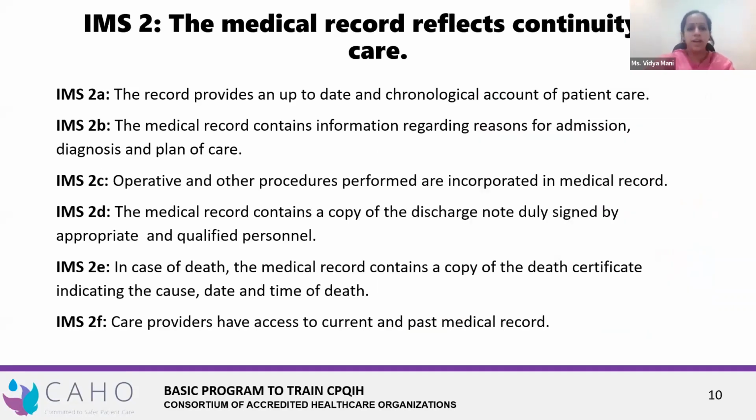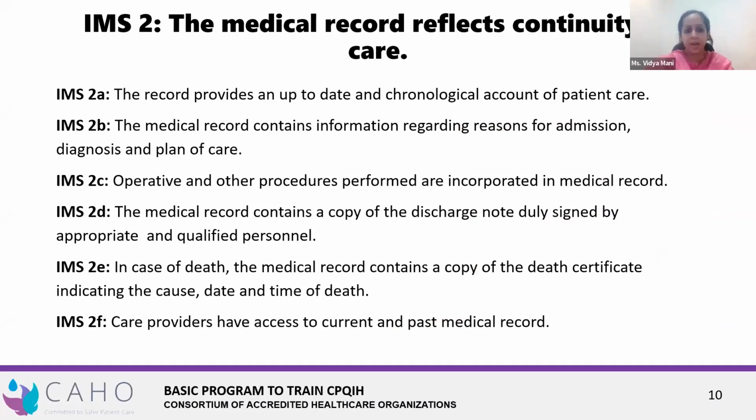IMS 2A talks about the record providing an up-to-date and chronological account of patient care. The IMS 2 chapter talks about having the medical records as the basis for ensuring that the continuity of care is maintained. So IMS 2A talks about how the records will have to be up to date and placed in a chronological order for the appropriate patient care.